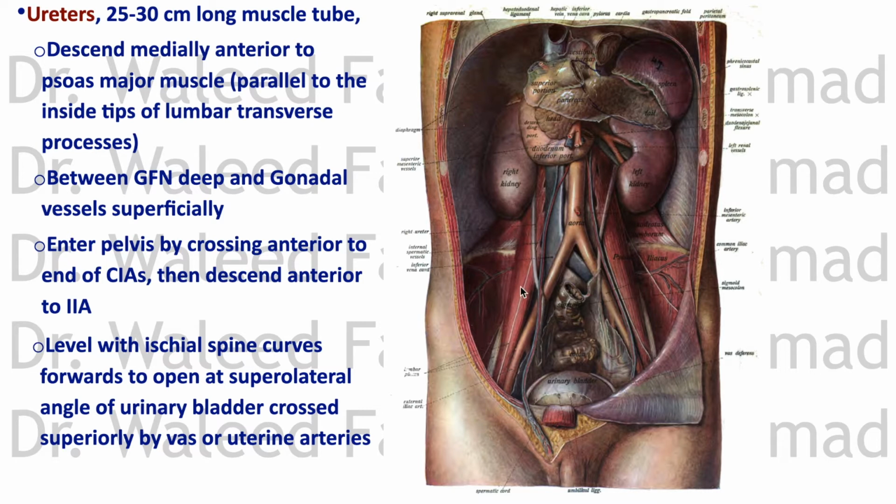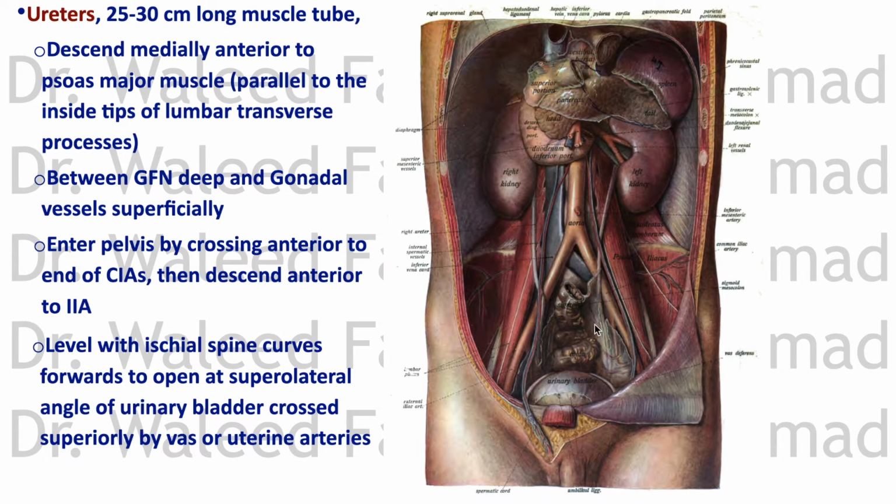and enters the pelvis by crossing the common iliac arteries. See how it crosses the common iliac arteries. Behind it is the common iliac and the sacroiliac joint. Now it's in the true pelvis, and descends to the level of the ischial spine, where it curves anteromedially to open in the posterolateral angle of the urinary bladder. Okay, level with the ischial spines, the curve results. So this is the course of the ureters, either the right ureter or the left ureter.